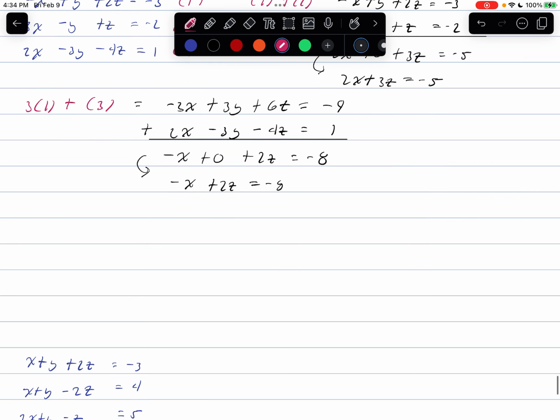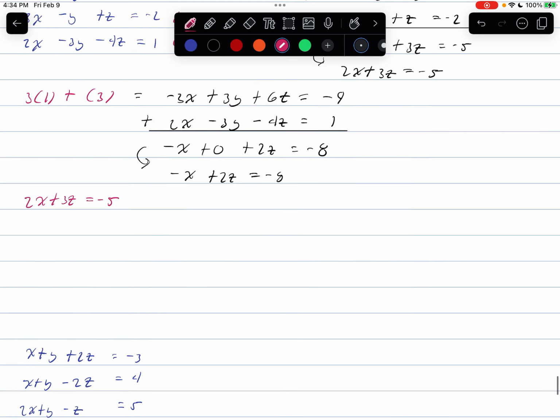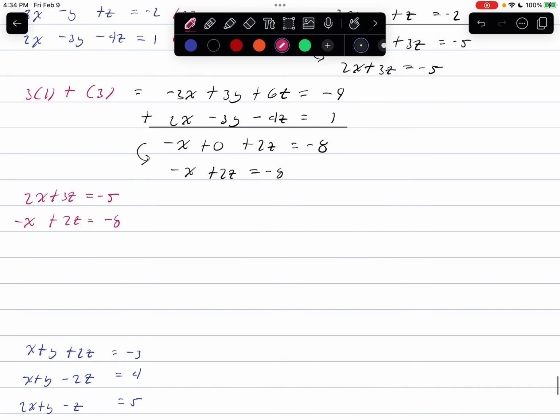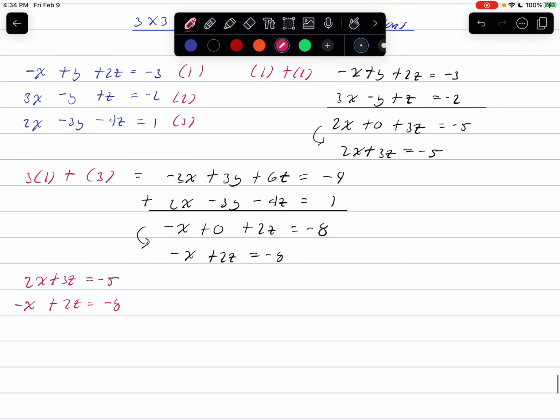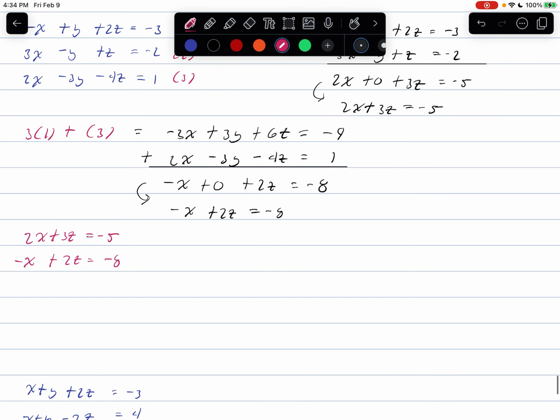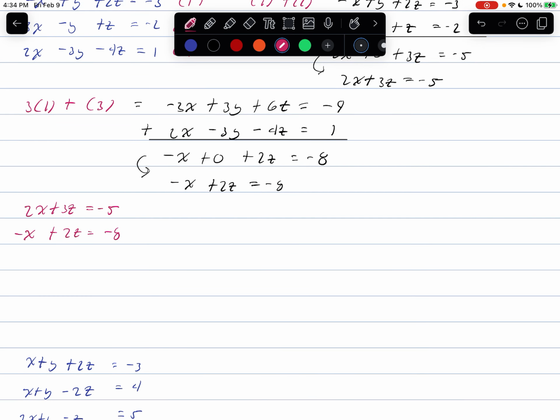Okay, so now we have a 2x2 system where we have 2x plus 3z equals negative 5, and we have negative x plus 2z equals negative 8. And now what we can do is we can solve this like we would any other 2 by 2 system. And that's going to allow us to find two of the variables. And if we have two of the variables, we can take those values and plug it back into any of our three equations that we have up here. So let's go ahead and solve this one.